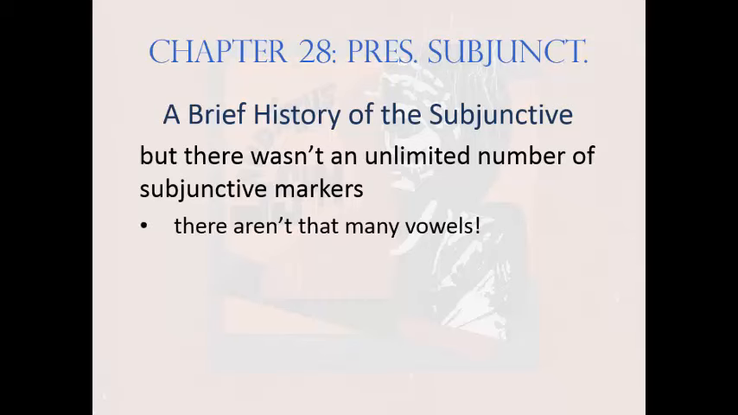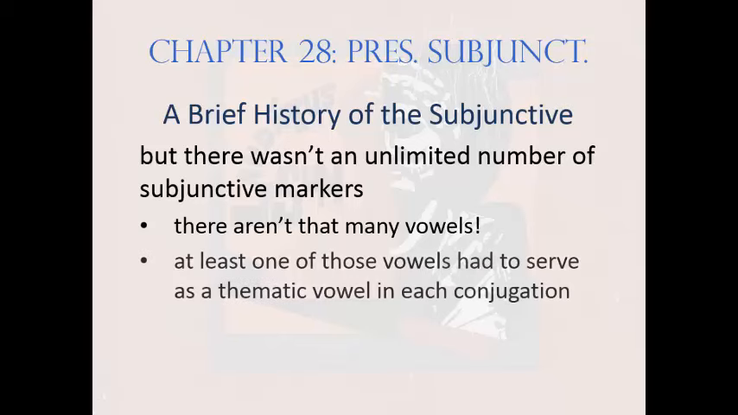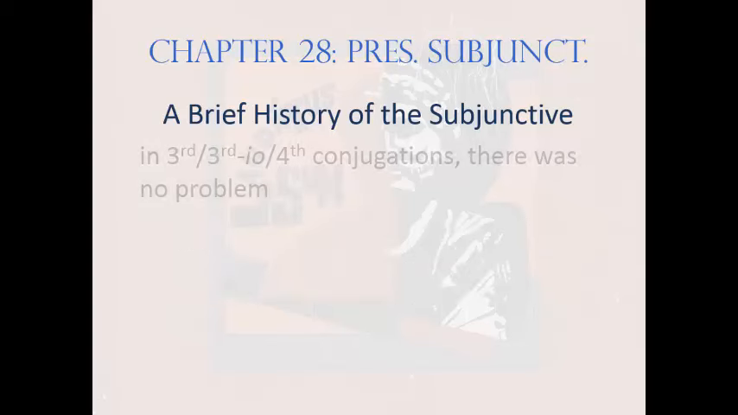Vowels in general were a limited resource in the Romans' linguistic economy. Come on, they got like 10 total if you include both long and short, and the majority, especially the colorful ones, were already being used as thematic vowels. But that particular problem wasn't equally problematical across the conjugational board. Third, third IO, and fourth, no problem.